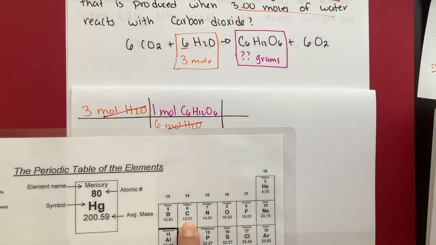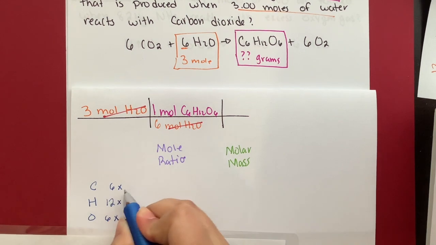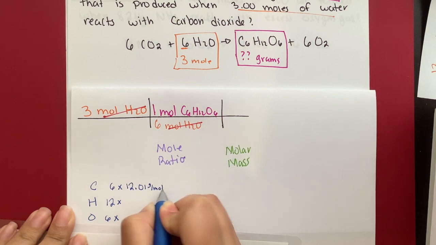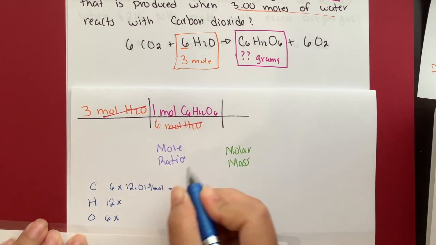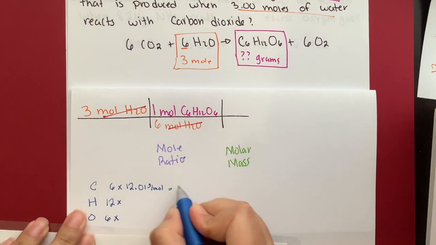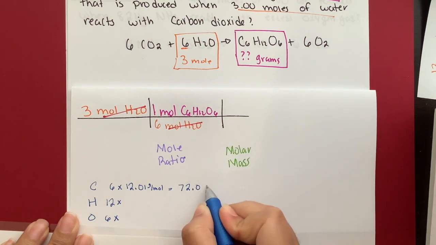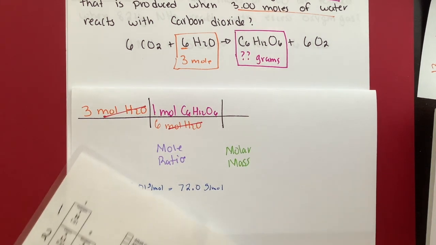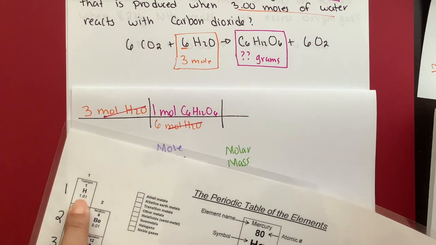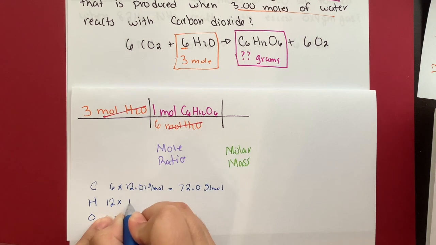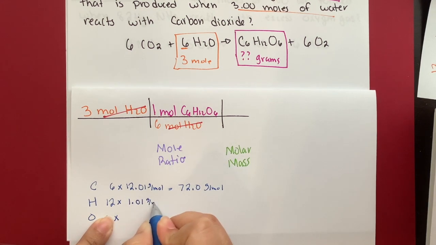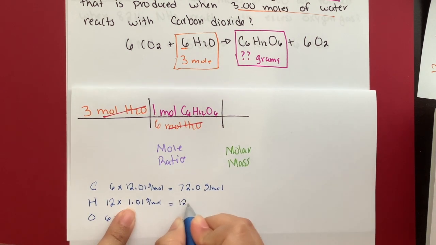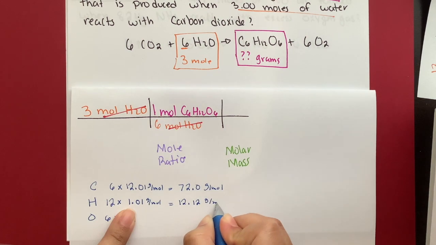So carbon has a mass of 12.01. So I'm going to do 6 times 12.01 grams per mole. Remember that the molar mass, the unit is grams per mole. When I multiply 6 times 12.01, it gives me 72.0 grams per mole. Now I have 12 hydrogens. Each hydrogen, again, if I look at the periodic table, has a mass of 1.01 grams per mole. So if I do 12 times 1.01, I get 12.12 grams per mole.